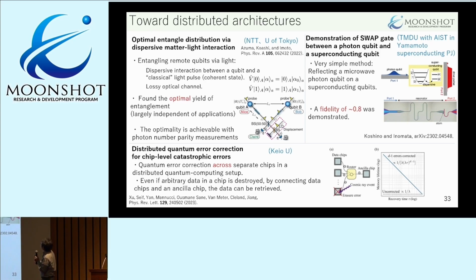An interesting feature of this method is its simplicity. So the photon is just reflected back, then the quantum state is already swapped.